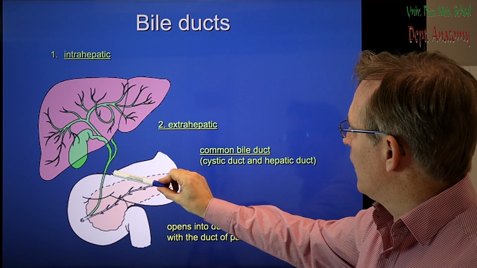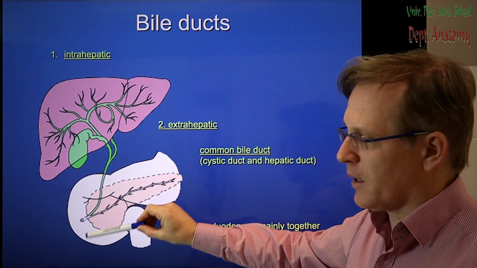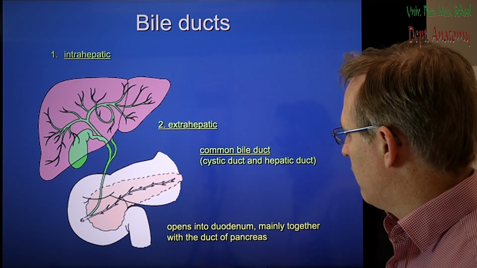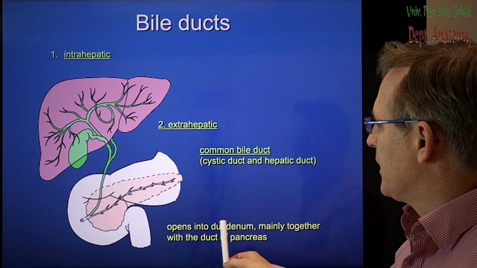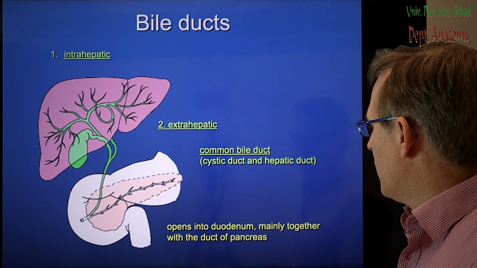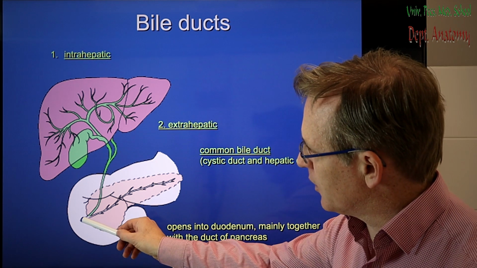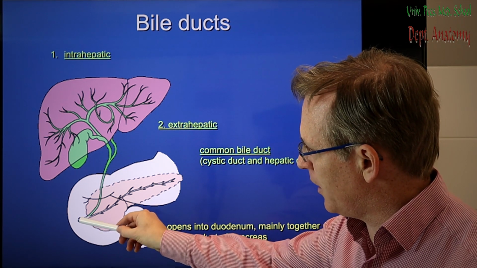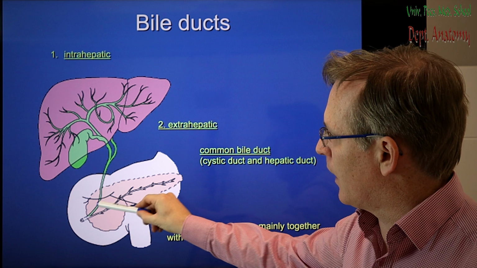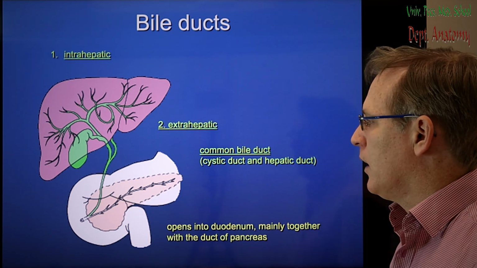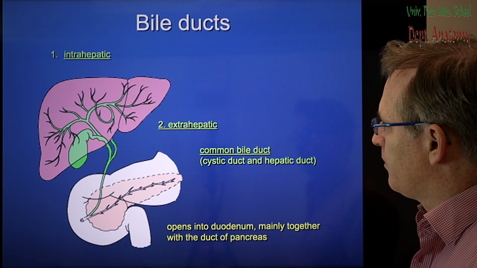liver. The common bile duct pierces into the head of the pancreas and opens into the duodenum together with the main duct of the pancreas. So this point shows the common opening of the common bile duct and the main pancreatic duct in the middle part of the duodenum.